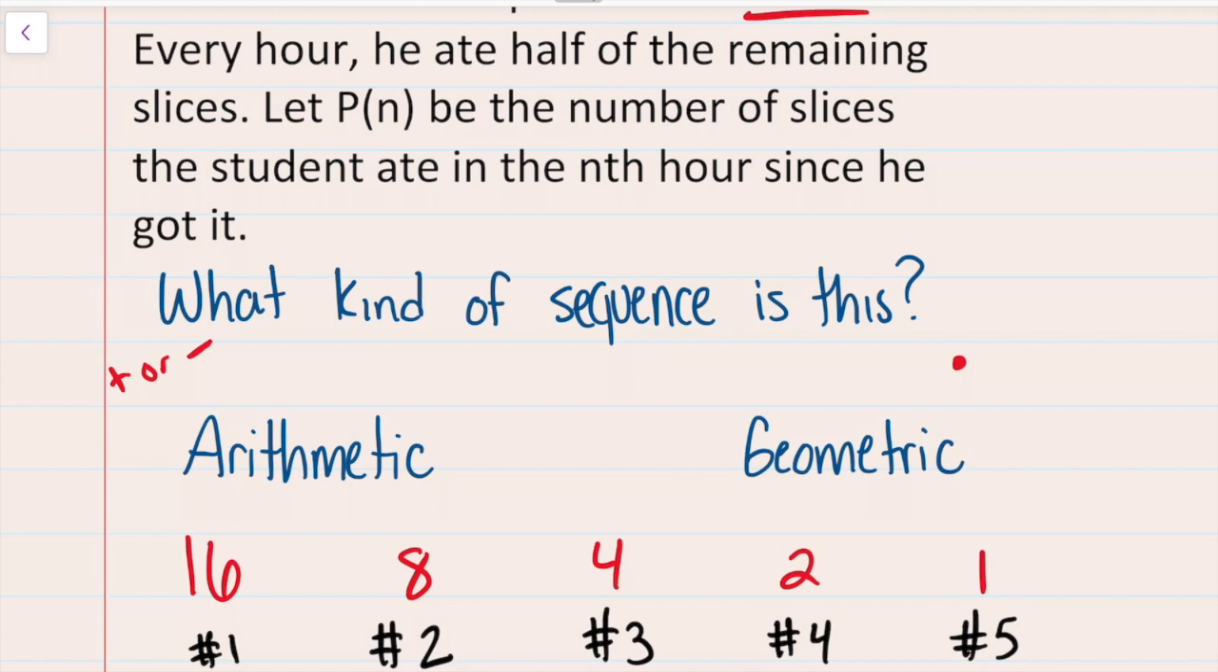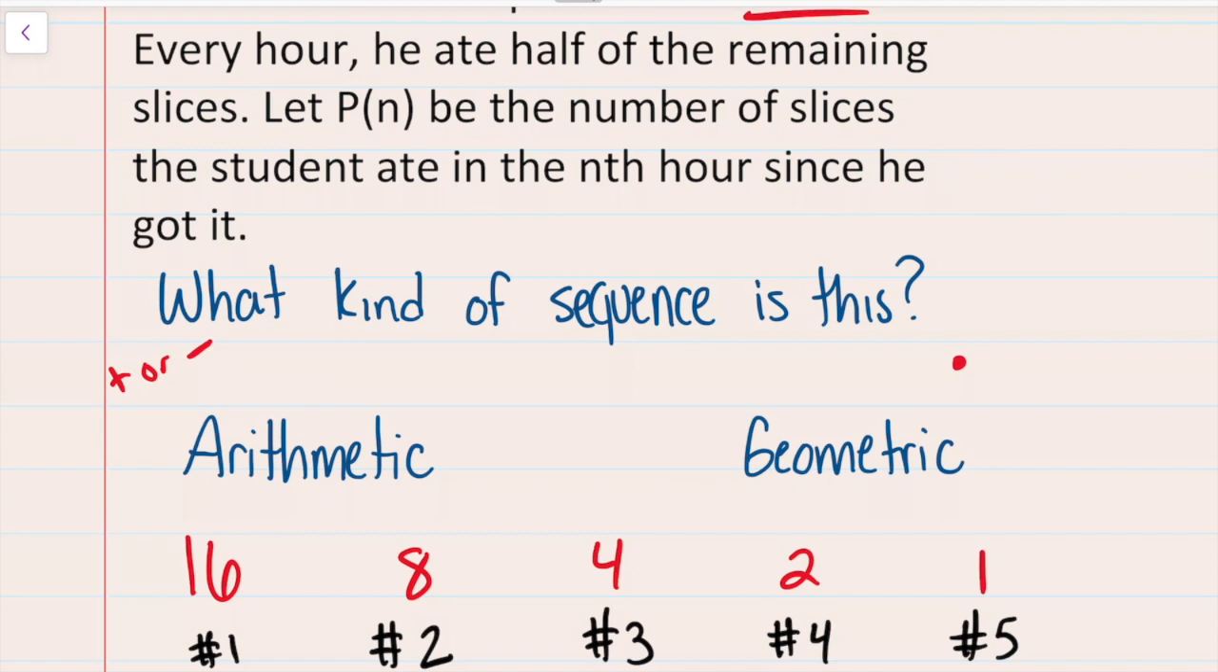Well, let's understand, what are we doing over and over, guys? Are we adding over and over? No, because we're losing slices, right? Are we subtracting? If we were subtracting, that would be 16 minus 8, that would be 8 minus 4, that would be 4 minus 2. We are not subtracting the same number over and over. What about multiplication? Can we multiply by a 2, by a big number? No, because then the number will get bigger and bigger. However, can we multiply by a fraction?